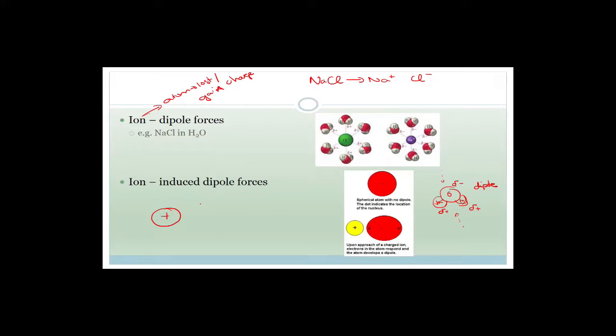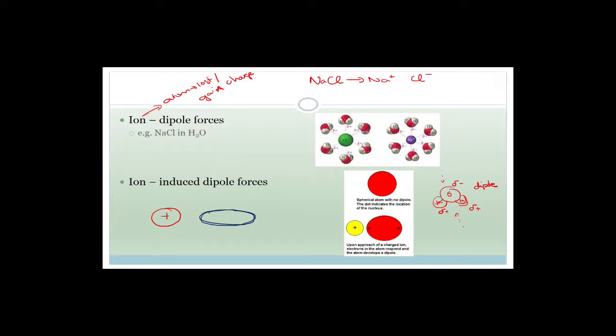Now, it comes along near an atom, not necessarily a dipole. It comes near an atom or a molecule that is maybe nonpolar. In fact, it probably is nonpolar. Okay, beautifully nonpolar. The electrons are flowing through wonderfully. Okay, but as this big positive ion comes close to this pure little neutral molecule, what happens?